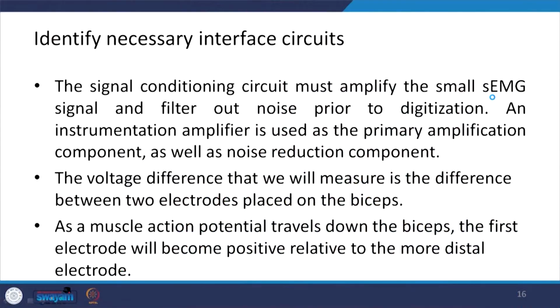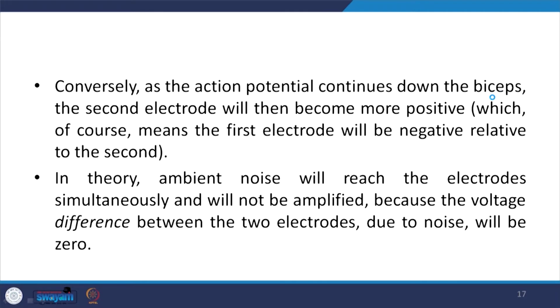Now, the voltage difference that we measure is the difference between the two electrodes placed on the biceps. Okay. And as the muscle action potential travels down the bicep, the first electrode will become positive relative to the more distal electrode, and conversely as the action potential continues down the bicep, the second electrode will then become more positive, which of course means that the first will be becoming negative. So, that is how it is going to be.